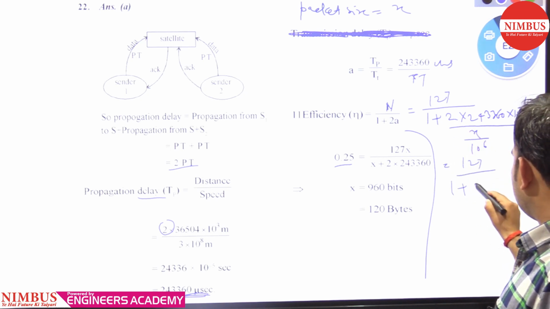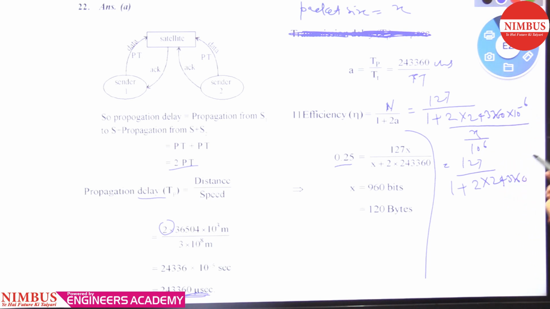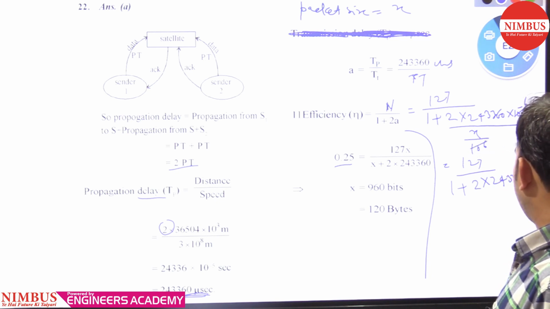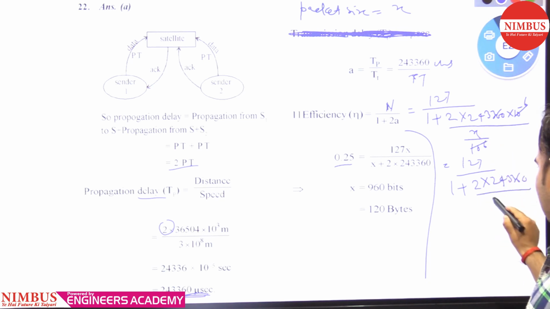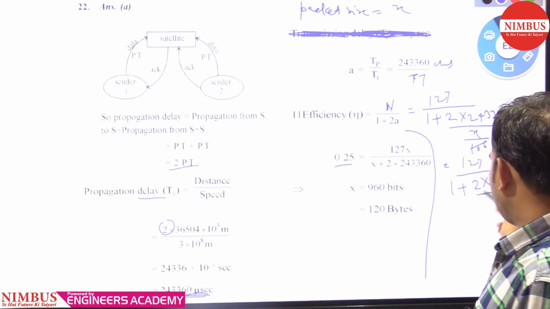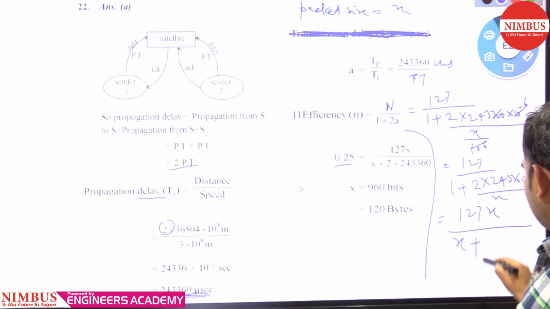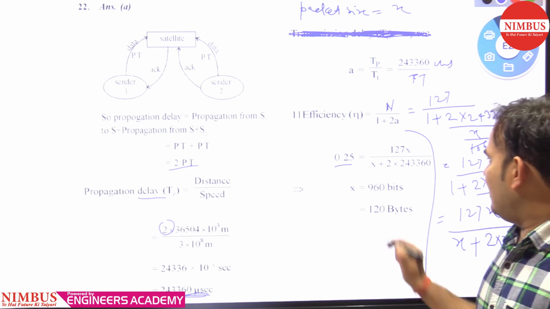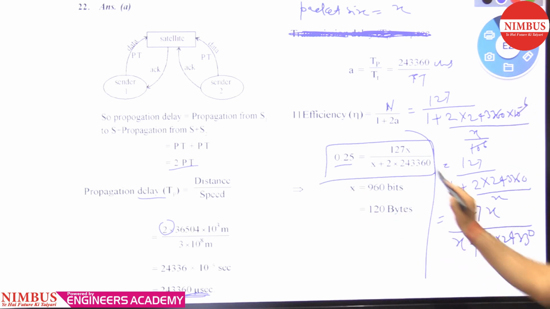127 upon 1 plus 2 into 243360, because this goes above. The 10 to the power minus 6 cancels out, so only this will remain, and X. So when you take the LCM, X goes up, giving X plus 2 into 243360. So 127X upon X plus 2 into 243360.